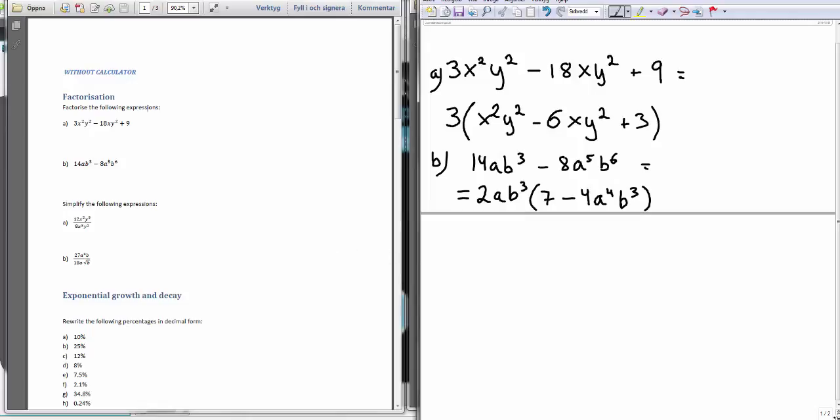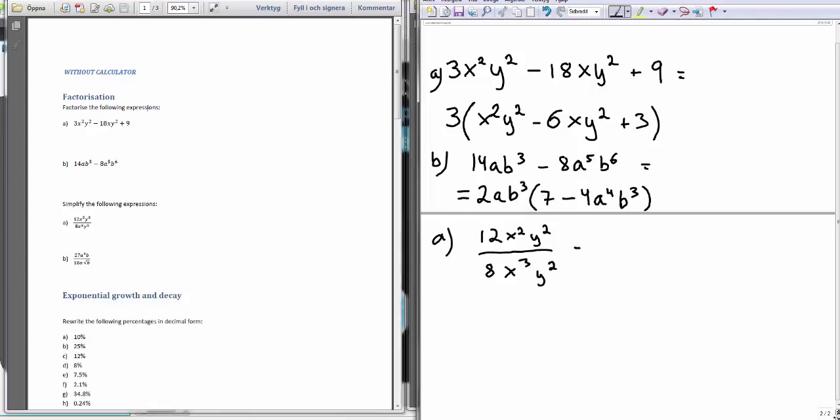When it comes to simplifying the expressions with x² and y², we basically do the same thing. Look at the constants, the numbers, separately, and then the x's in this case, and then the y's.